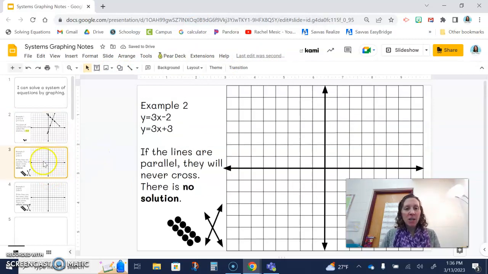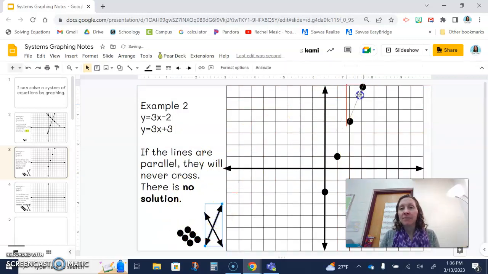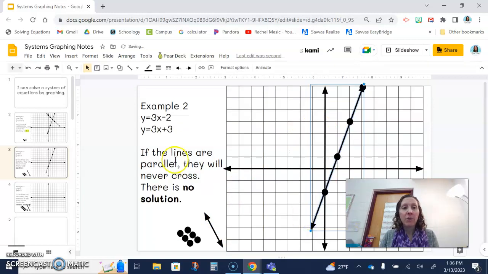All right, let's try another one. For the first one, our y-intercept is at -2. Our slope is 3, so we're going to go up 3 over 1. Repeat, up 3 over 1. Up 3 over 1. All right, there we go.